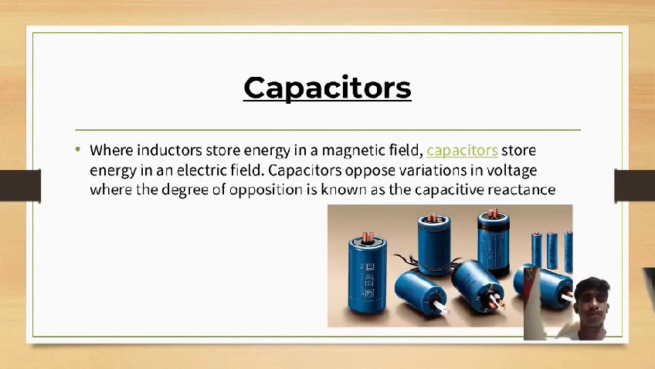Capacitor. Where inductors store energy in a magnetic field, capacitors store energy in an electric field. Those are the different fields in which we can store energy. Capacitors oppose variation in voltage, where the degree of opposition is known as capacitive reactance.